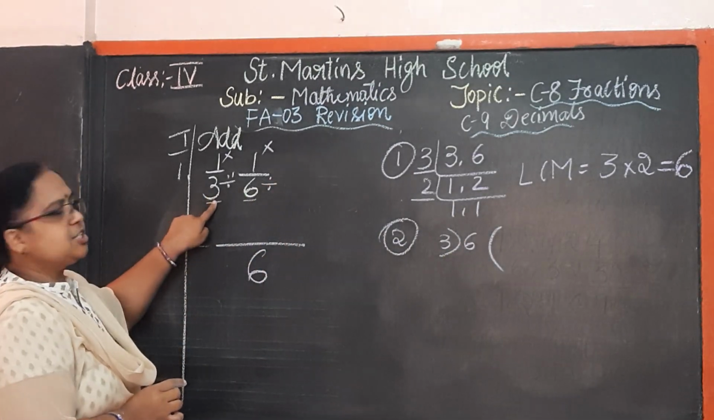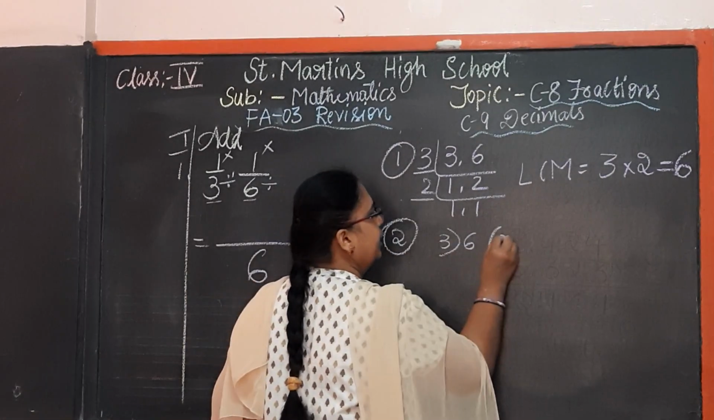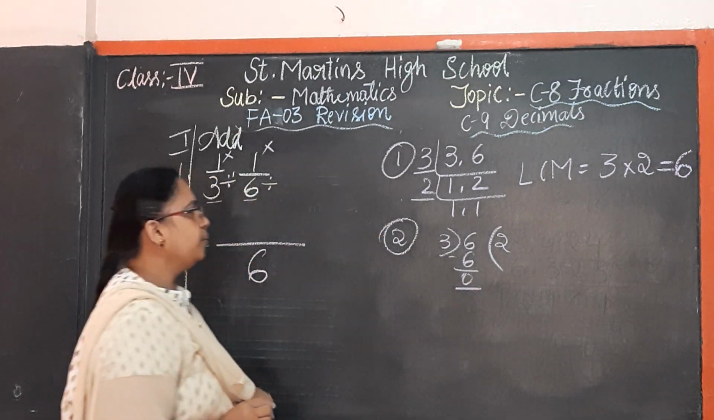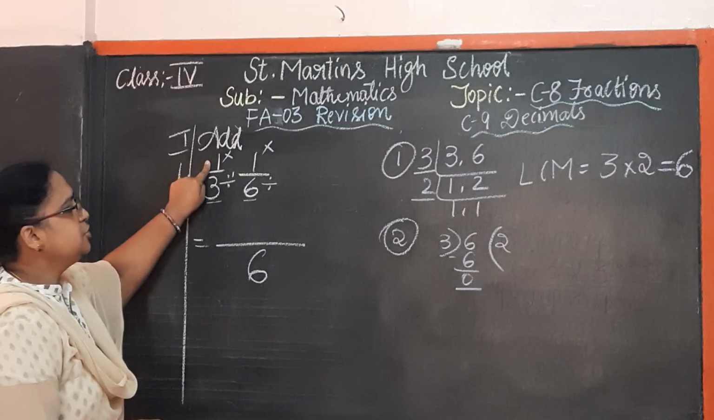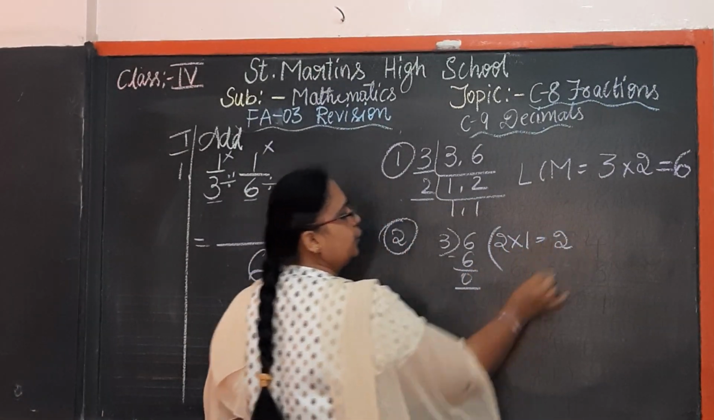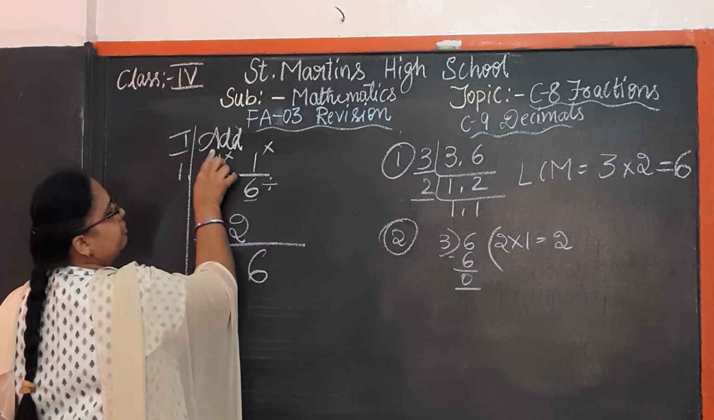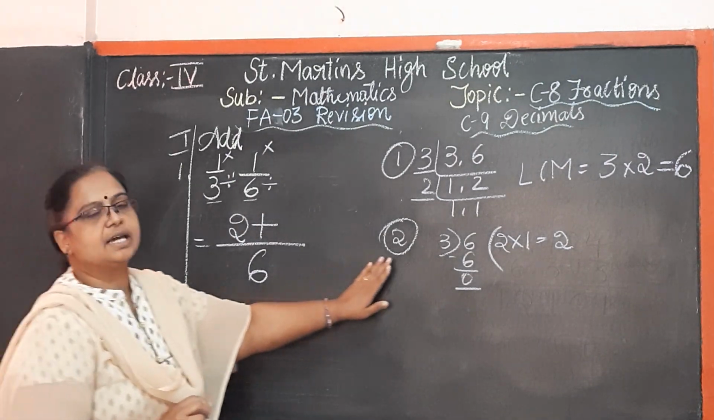That LCM number 6 should be divided by 3. That is 3 twos are 6. 6 minus 6, we got 0. The numerator, what number do we have? We have 1. This 1 should be multiplied by 2. That is 2 ones are 2. That 2 we should write it here. Then what is given? Add, is it not? So we have to add, right? Plus sign. This is the second step.